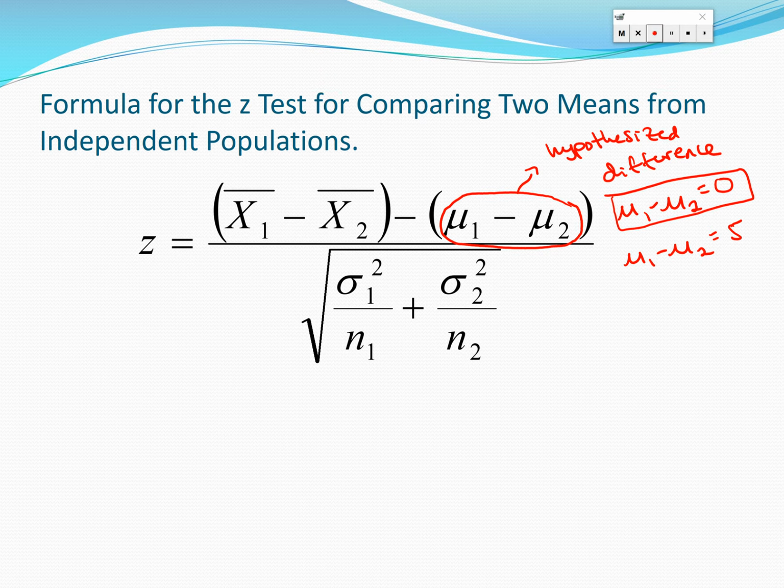In the denominator, just a reminder, sigma squared is population variance. Now we talked about needing to know population standard deviation. So if you're given population standard deviation, you're going to have to square it when you put it into the formula. The lowercase n's are just your sample sizes, and they have the subscripts just so we know which population they're coming from is all.